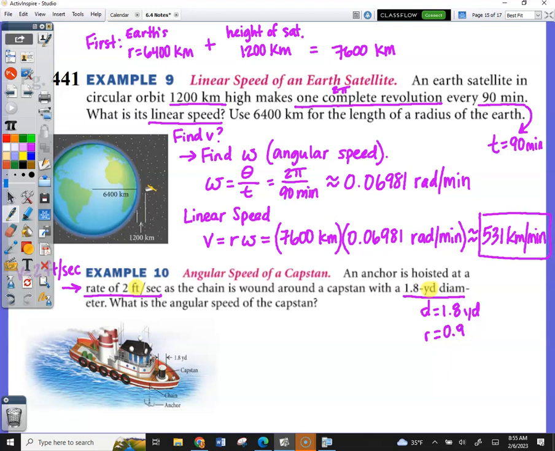The radius is also in yards if I go from diameter to radius, 0.9, right? Now I want it in feet. What do I do with that? Multiply by 3. There's 3 feet in a yard. So you're going to say times 3, and then you get 2.7.